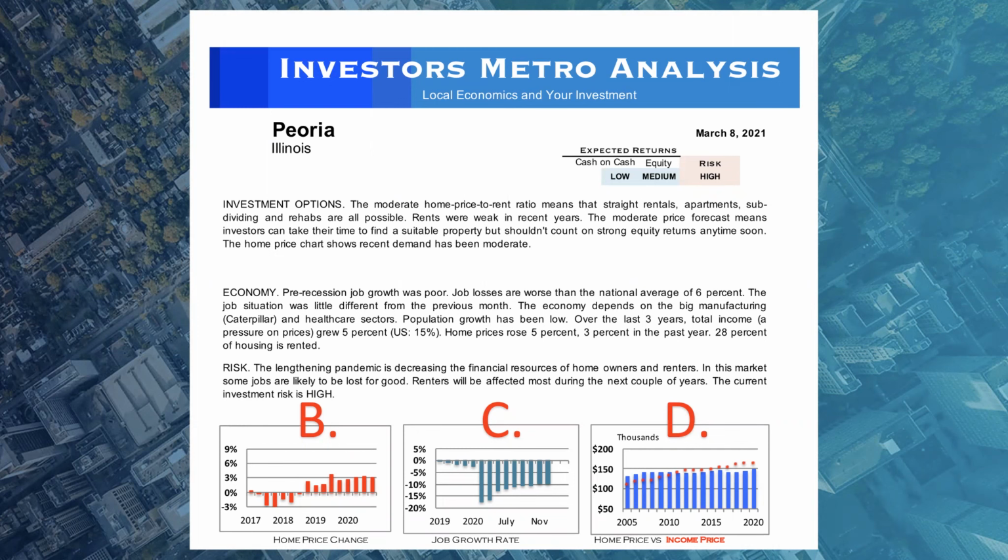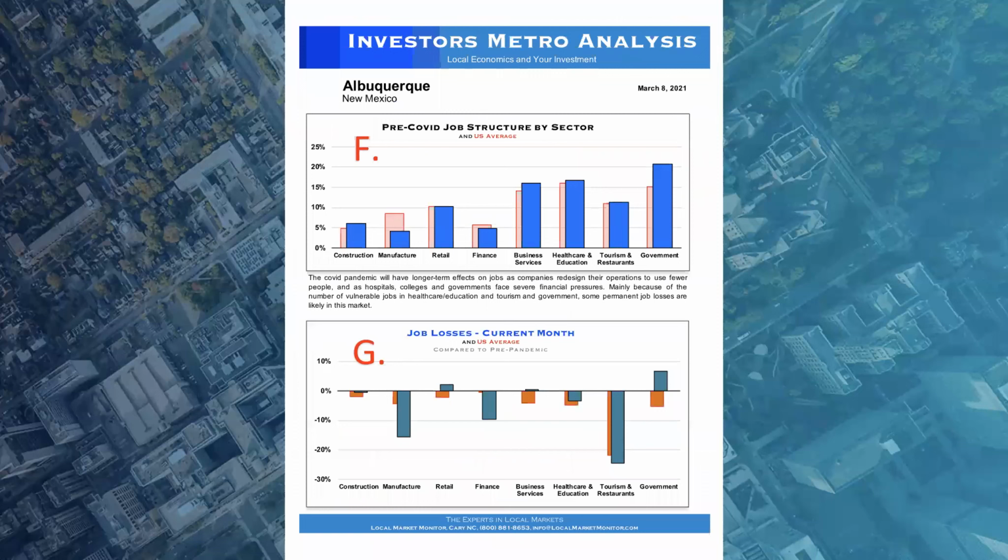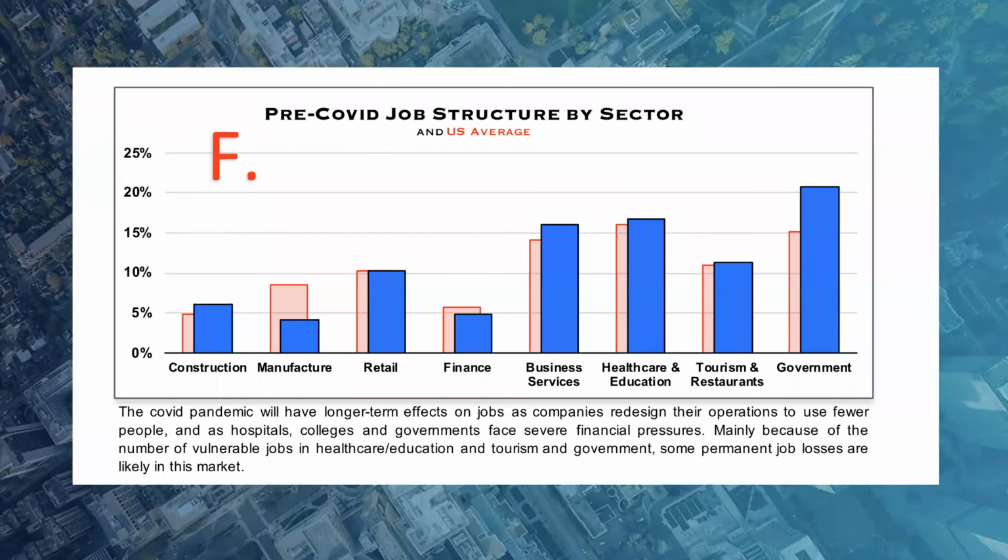Now let's look at our special COVID analysis, which shows how the pandemic is affecting markets differently. This is on page 2 of the Investors Meta-analysis. Chart F shows the percent of jobs in the 8 major job sectors and how they compare to the national average. In Albuquerque, there are fewer jobs in manufacturing and more in government. And even though the percent of jobs in healthcare and tourism are average, these sectors provide a lot of jobs in this market. On balance, this market is vulnerable to some permanent job losses.